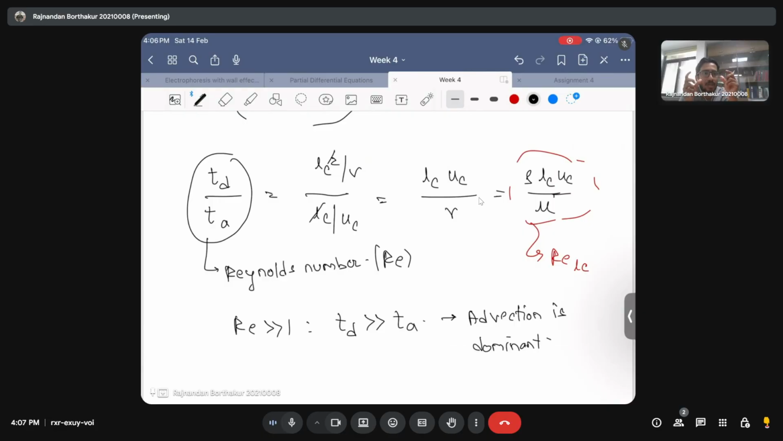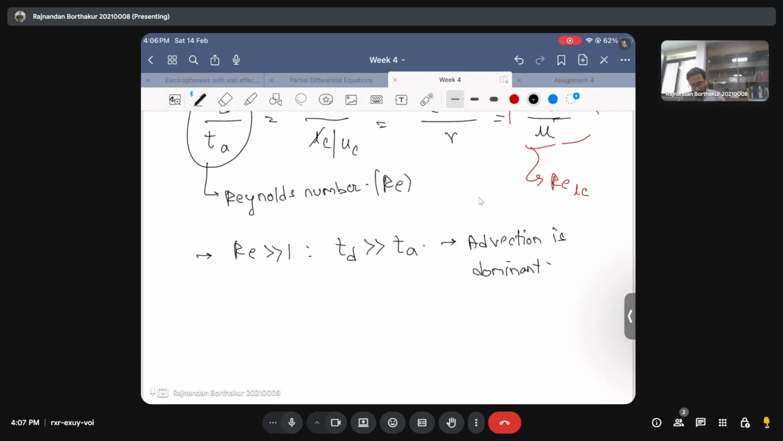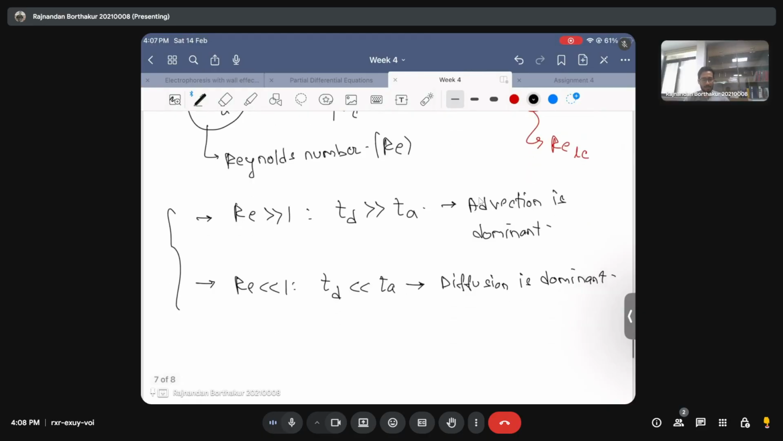So the change that will occur is going to be dictated by the advection time scale when the Reynolds number is very much greater than 1, or equivalently when inertia forces dominate over the viscous forces. In other words, you can also say that when your Reynolds number is less than 1, your diffusion time scale becomes very much less than your advection time scale, and in this scenario, your diffusion is dominant. Okay, so this is something that you need to understand in case of time scales. So finally, I hope this is clear.